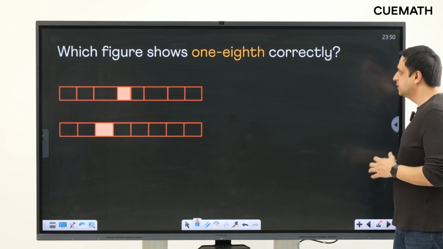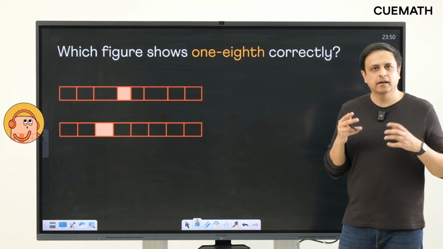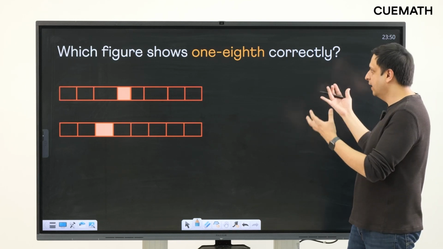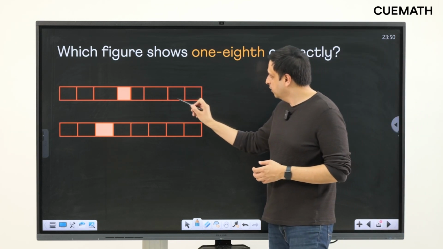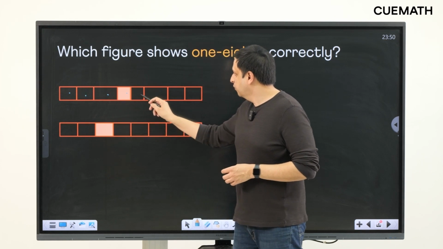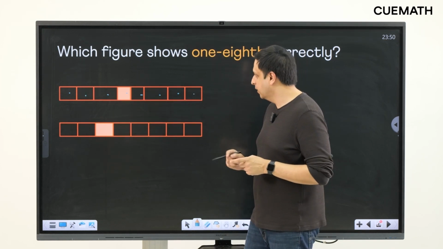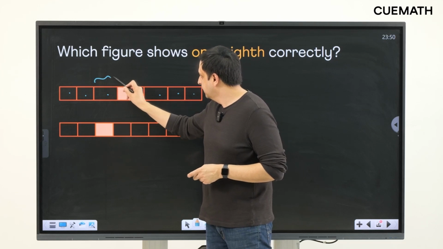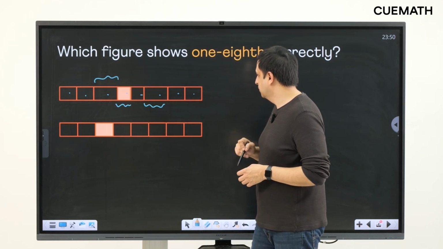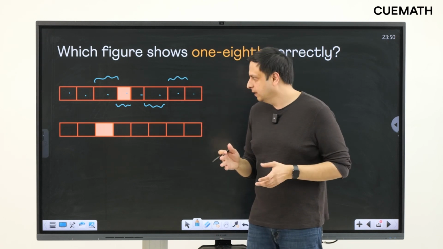All right. So now we have a question here: which figure shows 1/8 correctly? So 1/8 is the unit fraction 1/8, one out of eight equal parts. So take a look at this first bar here. It has 1, 2, 3, 4, 5, 6, 7, 8 parts, but those parts are not equal. So if you look at this part here, this is longer than this part here. This one's also long, and this one seems short. So clearly the parts are not equal.